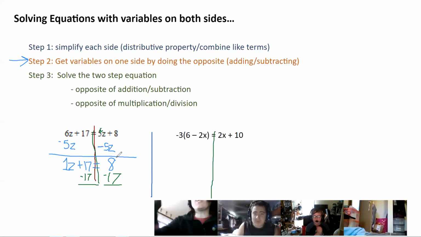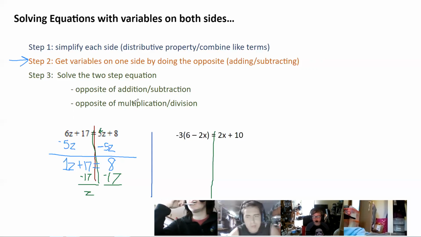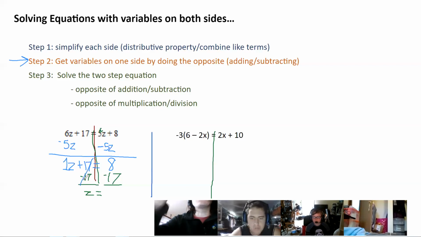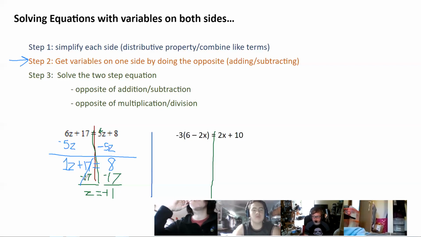Could I just say z? Do I have to say 1z? Yeah, you can just say z. I like that. Z is what's left. And it equals, and this cancels, 8 minus 17. Negative 11. Good job. Very good. Actually, negative 9, right? No. No, it's 11.